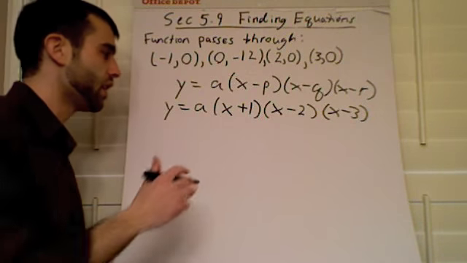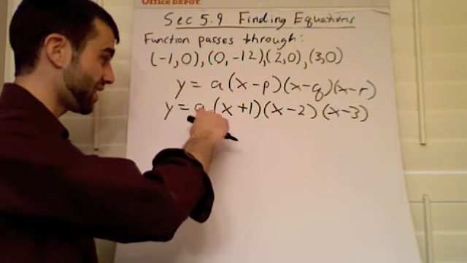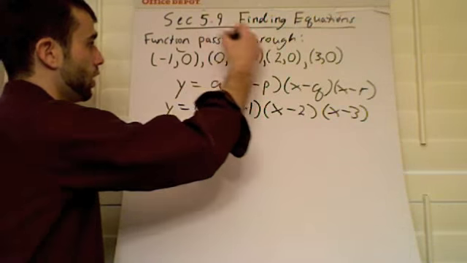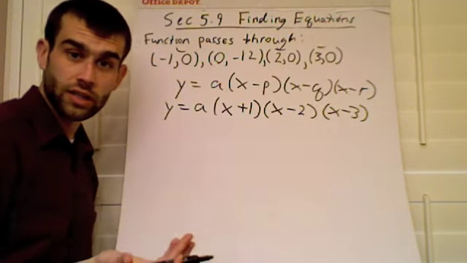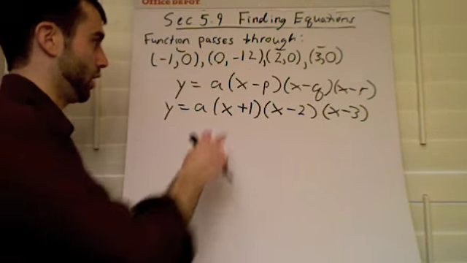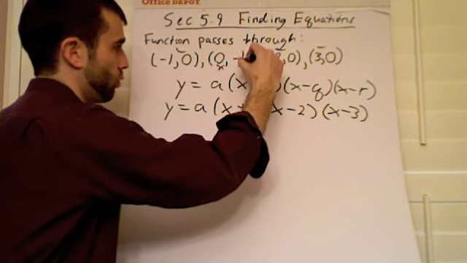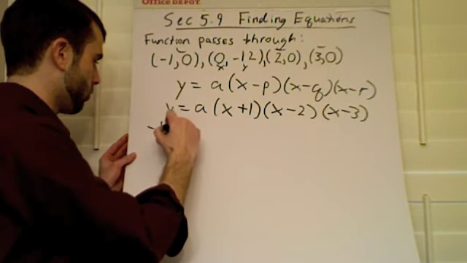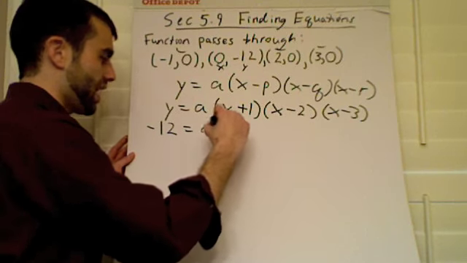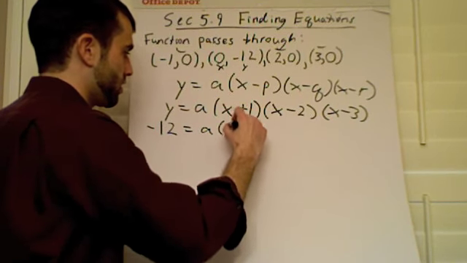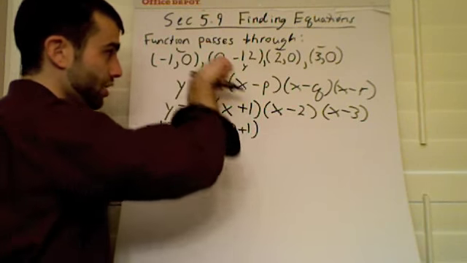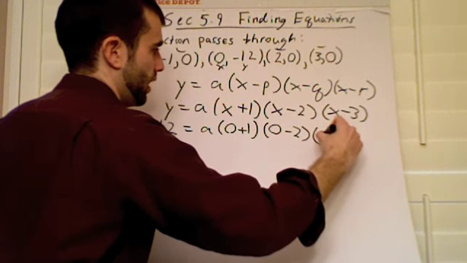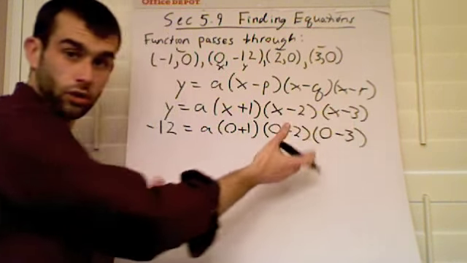Now we still have too many unknowns. Okay, we've got this a. We've got to solve for the a. How do we do that? Well, we've used 3 of our points. Now we need to use our last point. Let's plug in for x and y. So y is equal to -12 equals a. Now in the first one we have 0 plus 1. Let's put a 0 wherever we find an x. 0 minus 2 for the second one, and 0 minus 3 for the third one.